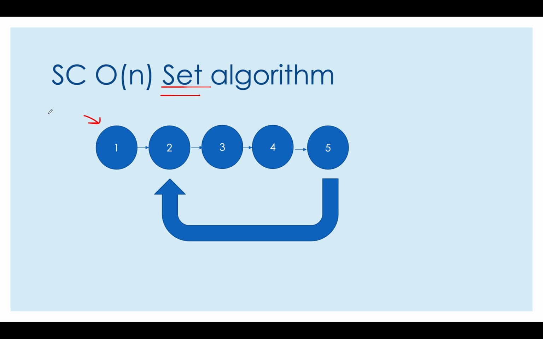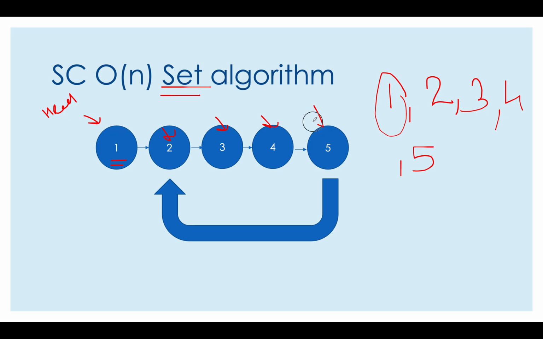So let's walk through the algorithm. You are given the linked list as this. This is the head of the linked list, and you check whether this node is there in the set or not. It is not there, move ahead, well and good. Add 1 into your set, then move ahead, then you get 2. 2 is not there in the set. Add 2 to your set, then move ahead. 3, add 3 to your set, move ahead. 4, add 4 to your set, move ahead. 5, add 5 to your set.